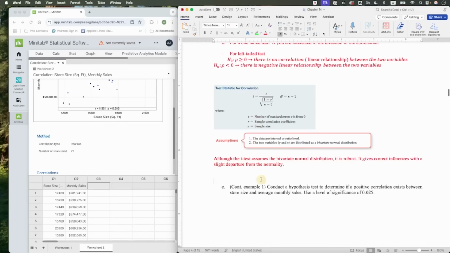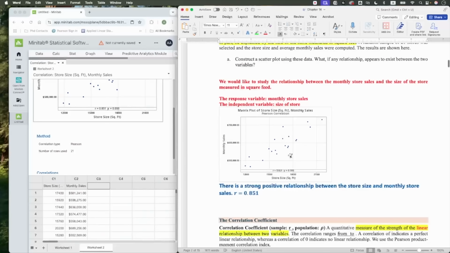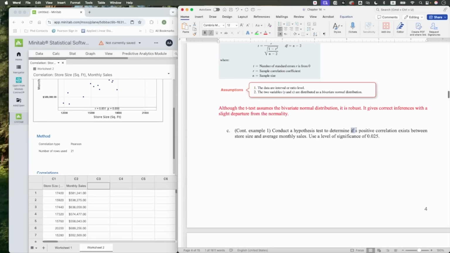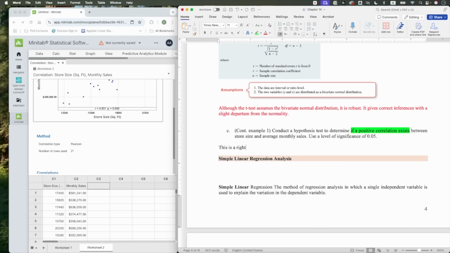So for this question now, the same question, we found there is a positive relationship based on the sample, and the r was 0.85. Is that statistically significant or no? The question is going to be, determine if a positive correlation exists. So we're looking for a right tail test. Let me keep it at 5%, the level of significance, which is alpha. So is there a positive relationship between the two or no? This is a right-tailed test, since we test whether there is a positive relationship.